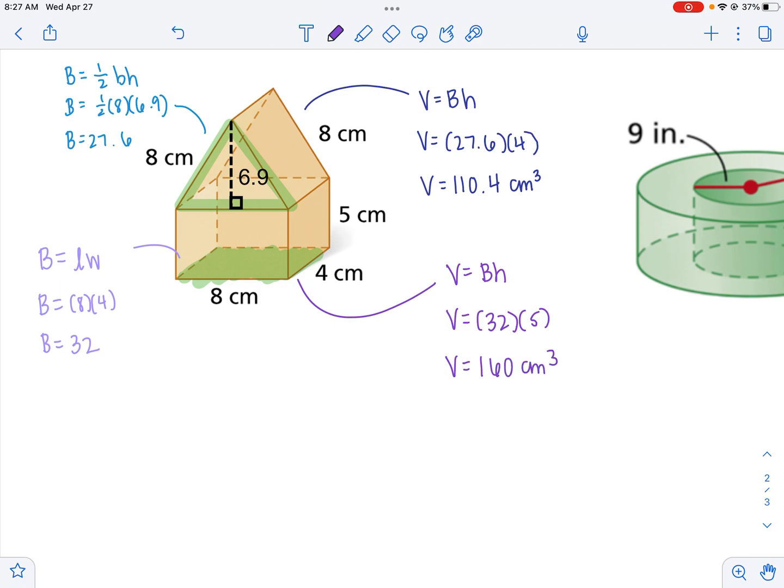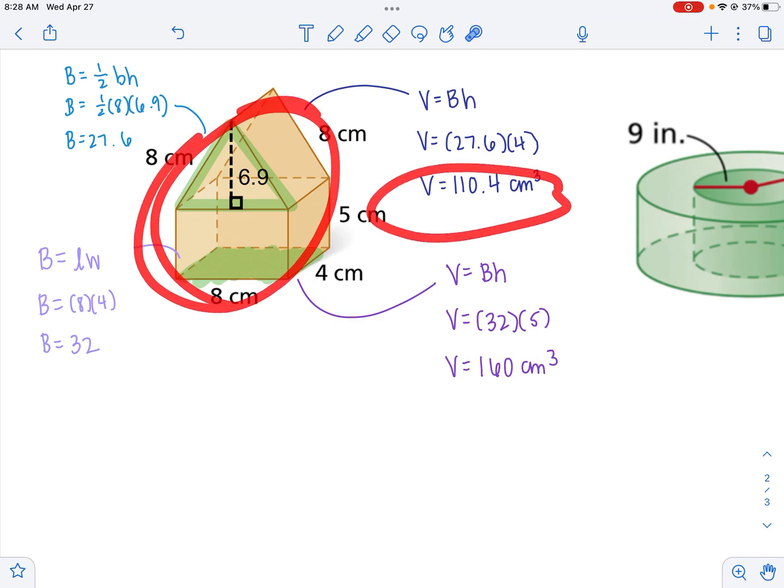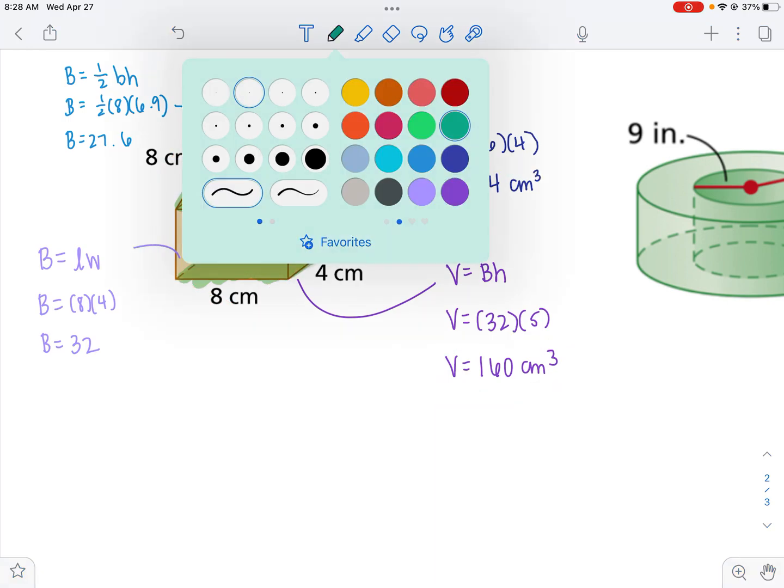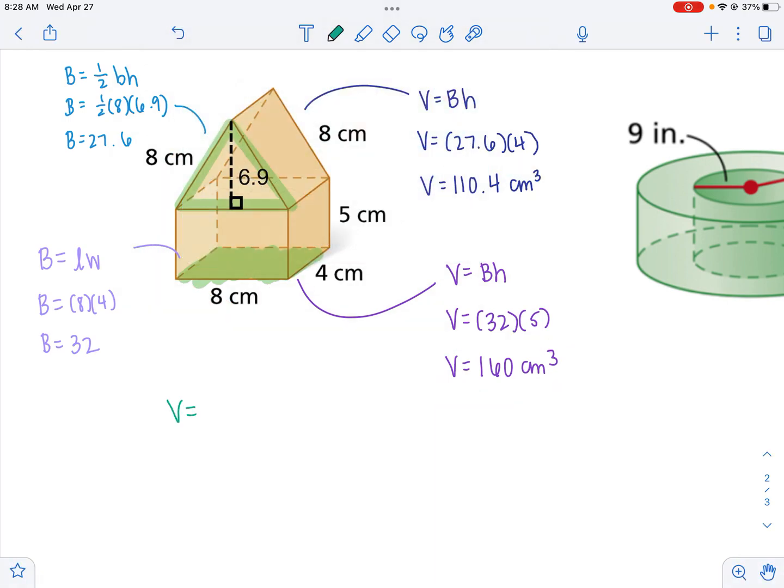Now, I'm not done with this problem yet because remember I wanted the composite, which means that I want the total volume of the shape. So I have one more step. If I want to find the total volume, I need to add this piece and this piece. And if I add those together, then I get the total volume of this composite figure is 270.4 centimeters cubed.